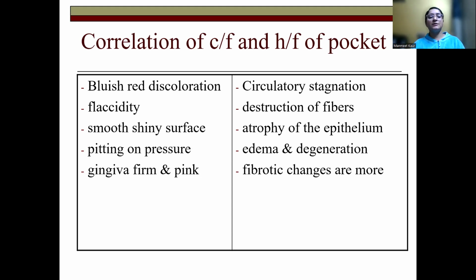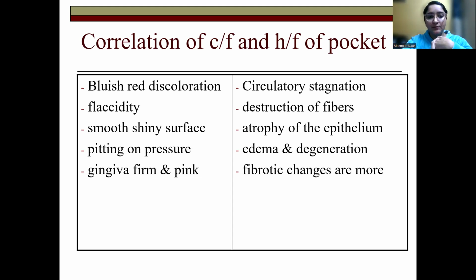Then the tissues are flaccid. Why? Because of destruction of the fibers. Then why is there a smooth and shiny surface in a periodontal pocket? Because of atrophy of the epithelium. Why is there pitting on pressure? Because of edema. There is so much fluid and blood accumulation inside the tissues that it pits on pressure whenever you put a probe. It will take the shape, like in pitting edema. It is the same in the case of a periodontal pocket.